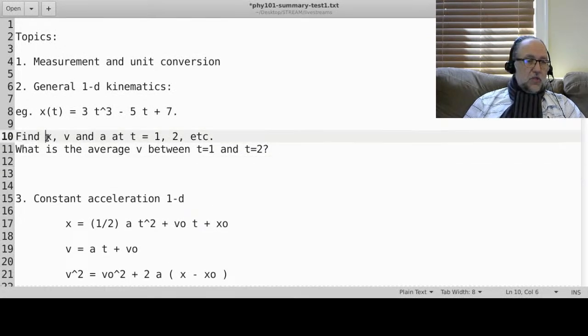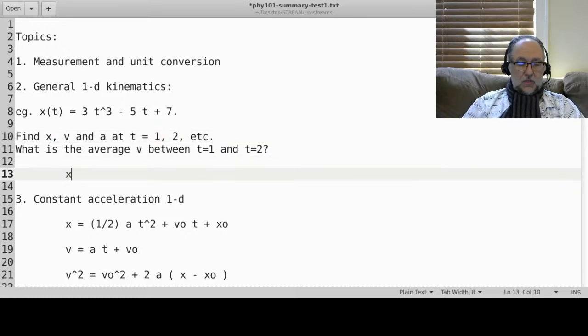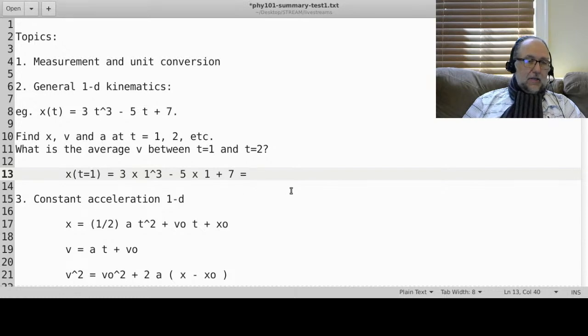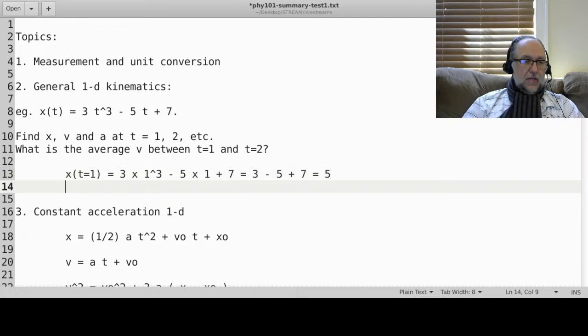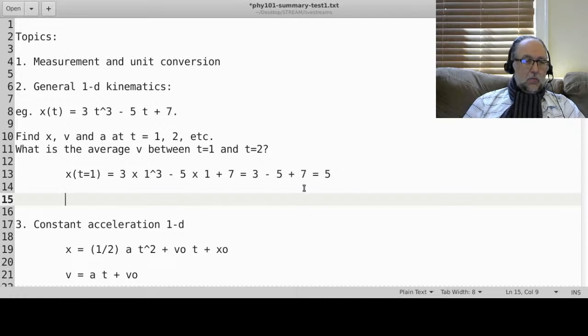Okay, let me proceed with this question. The first question is find x at t equals 1 and t equals 2 seconds. That's as simple as substituting t equals 1 into that equation. You're going to get 3 times 1 cubed, minus 5 times 1, plus 7. That's 3 minus 5 plus 7, which equals 5. So that's where it is at t equals 1 second.